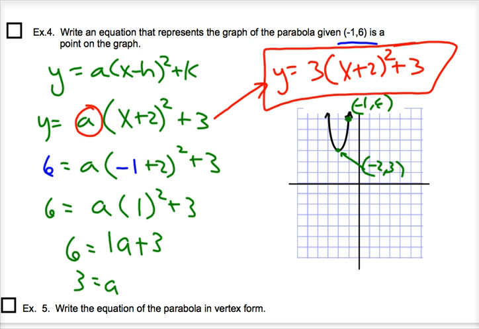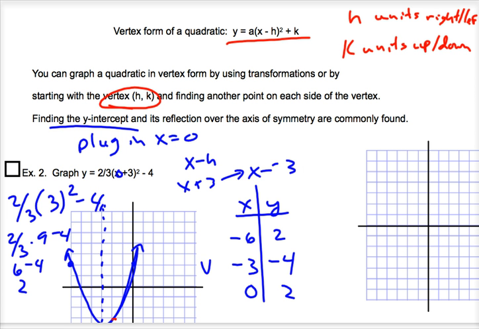So there's your intro to solving and identifying quadratic equations, particularly in vertex form.